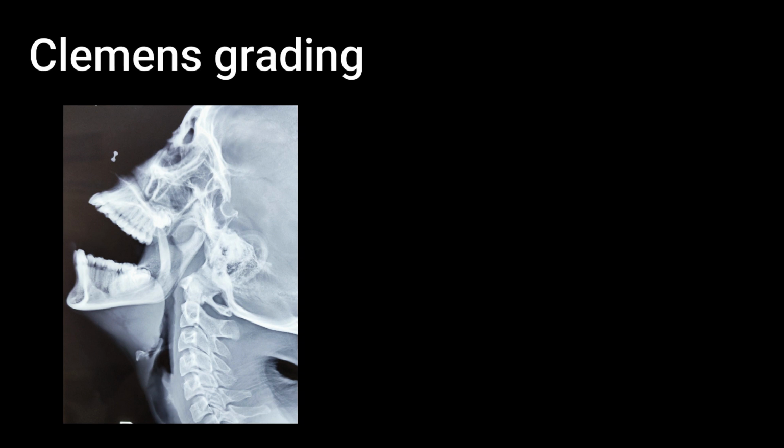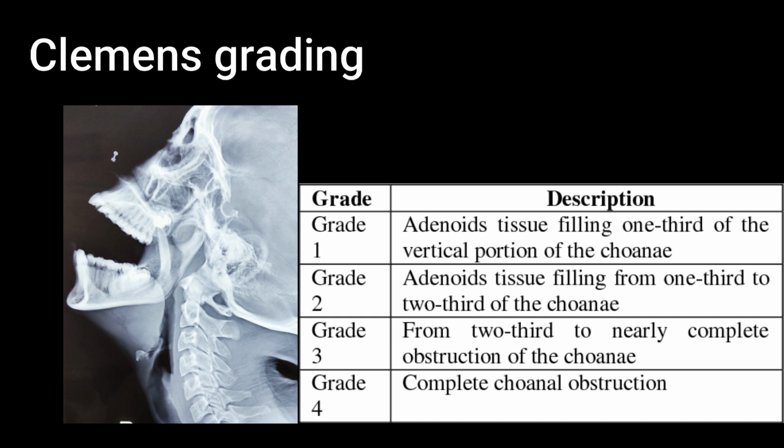On X-ray soft tissue nasopharynx lateral view, adenoid tissue is graded according to their size. This is known as Clemens grading system. When the adenoid tissue fills up to 1/3 of the vertical height of the choana, it is grade 1. When it fills up to 2/3 of the vertical height, it is grade 2. And when it is more than 2/3, then it is grade 3. And complete choanal obstruction is classified as grade 4.